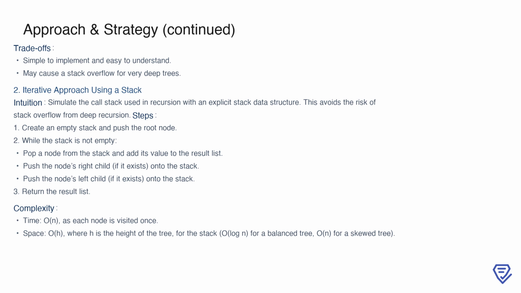The steps involve starting with an empty stack and pushing the root node. As long as the stack isn't empty, we pop a node, process its value by adding it to the result list, then push its right child, followed by its left child, onto the stack, ensuring that the left child is processed before the right. The time complexity remains O(n), as we visit each node once, and the space complexity stays at O(h), determined by the maximum number of nodes held in the stack at any time. This strategy is robust and eliminates recursion depth concerns, though it's slightly more complex to write compared to recursion.